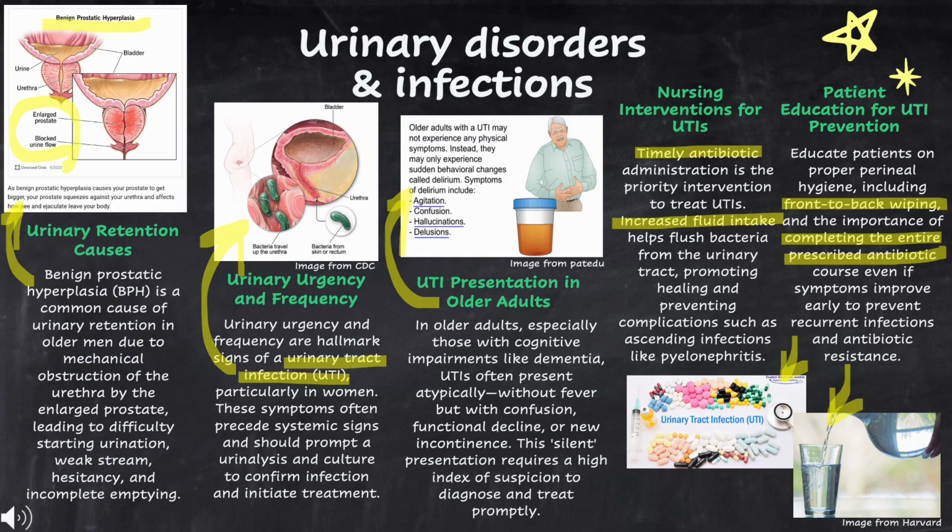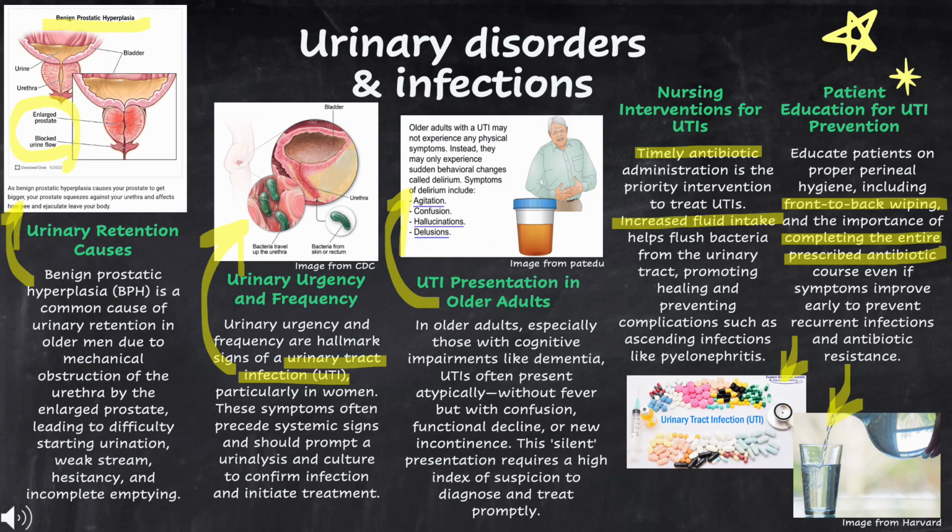Elderly patients, especially those with cognitive impairment or dementia, may not develop a fever or complain of pain. Instead, they might present with confusion, new-onset incontinence, agitation, or a general decline in functional ability. This atypical presentation is sometimes called a silent UTI. Nurses must maintain a high index of suspicion when an older patient has sudden delirium or weakness. A UTI may be the underlying cause, even if they don't report classic symptoms.